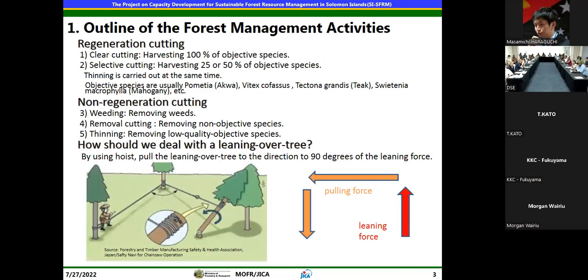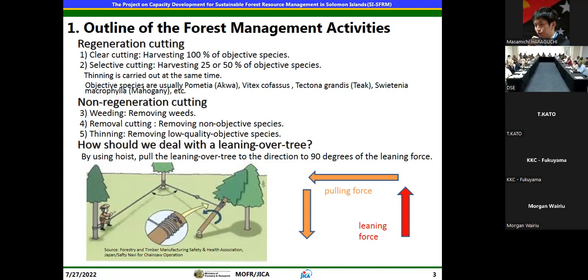Objective species are usually Pometia, scientific name; Aqua, it's the trade name, for your information; Vitex coffassus or Vitex, commonly known; Tectona grandis, teak; Swietenia macrophylla or mahogany.